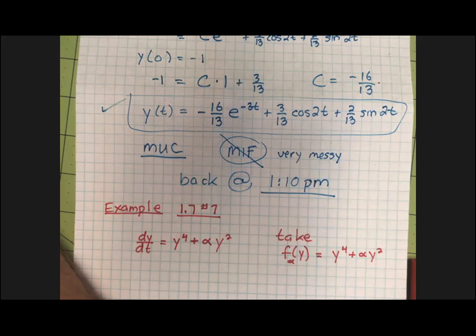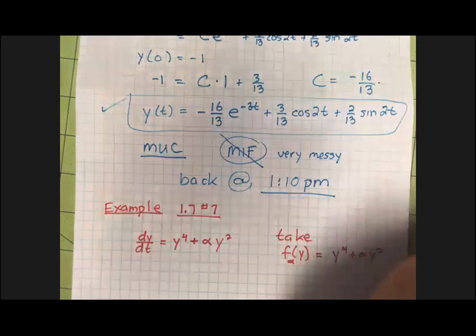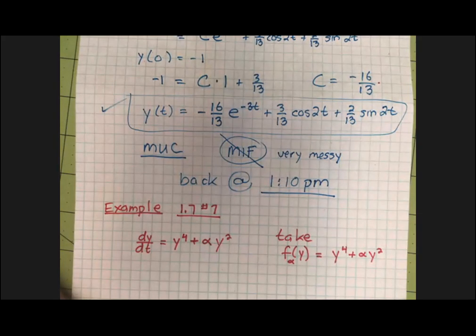Negative slopes, positive slopes. Remember, this is the slope function. F of Y is the slope function. So there are three places where the slope is zero. What I've got to do is translate this into a phase line. Now, before I leave here, why don't I just make myself some more space?